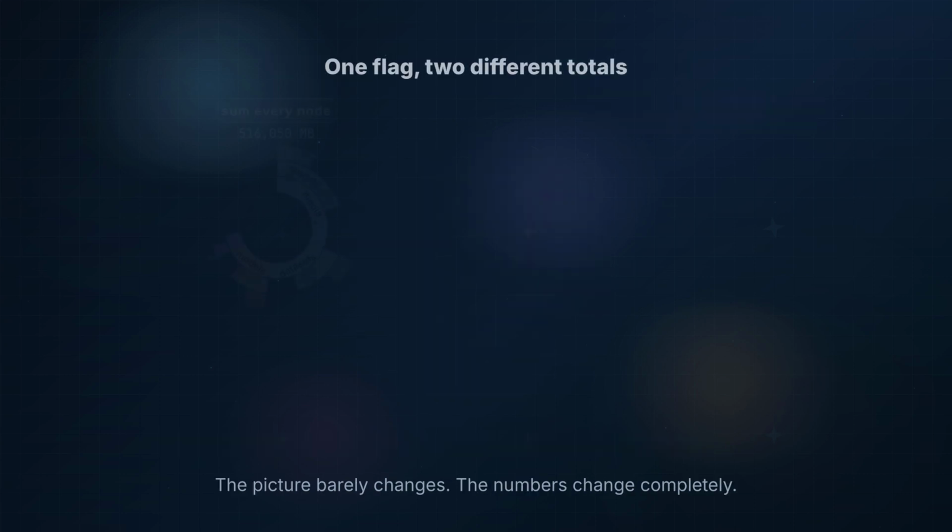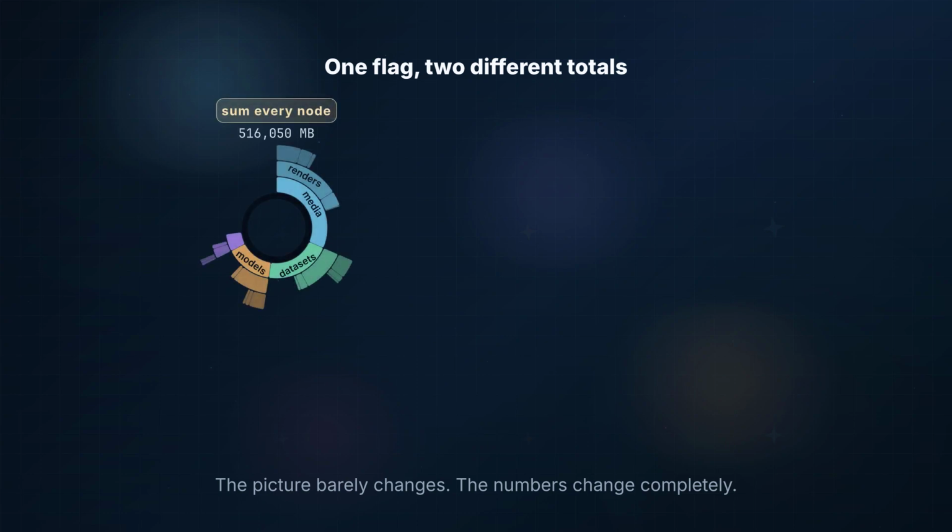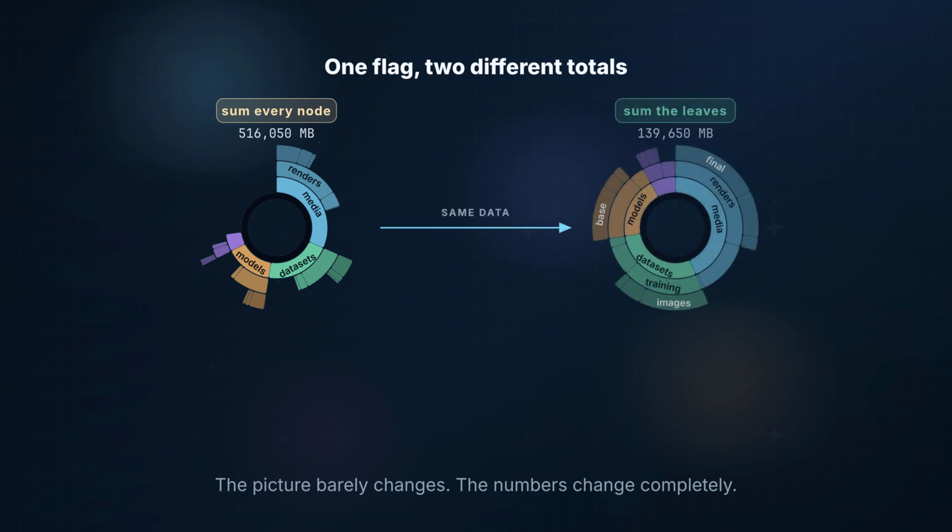Here is the mistake that ships most often, and it never announces itself. Suppose your data gives folders their own reported size as well as their children.